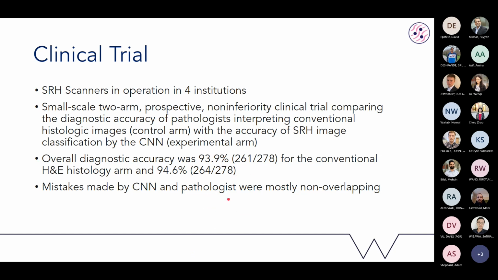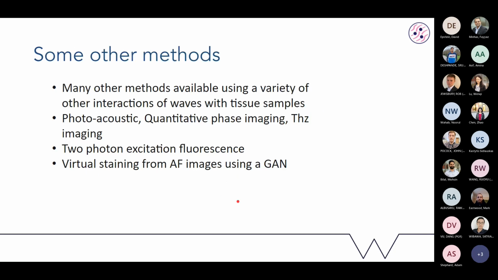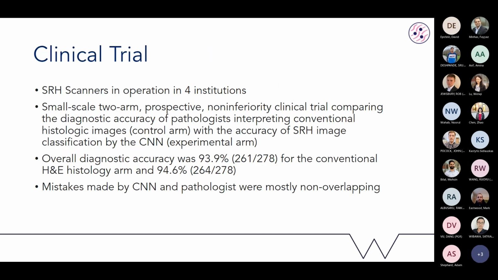And one of the interesting things to come out of this as well was that the mistakes made by the CNN on the stimulated Raman imagery and the pathologist on the conventional H&E were mostly non-overlapping. So there's potentially very complementary methods for improving your overall diagnostic accuracy during operation. So that's that bit. Any questions on that before I move on to the last little section?